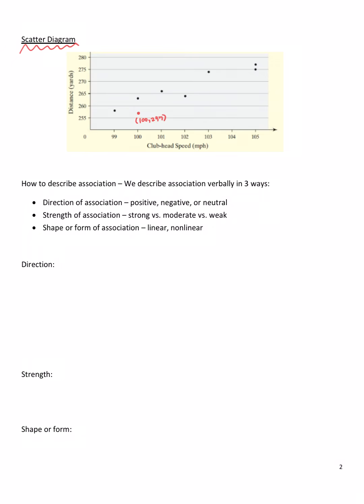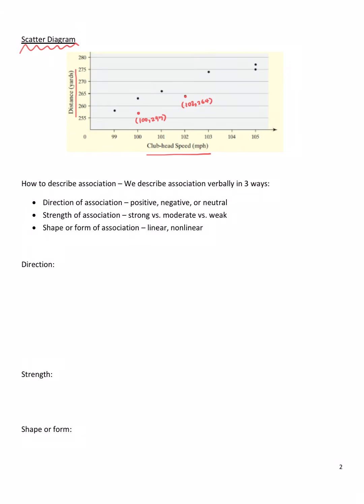And 102, 264 is here, this point right here. Okay, and so on. So there are a total of 8 points because we have 8 ordered pairs of data. And the explanatory variable is club head speed, and it's on the horizontal axis. And the response variable is distance, and it's on the y-axis.